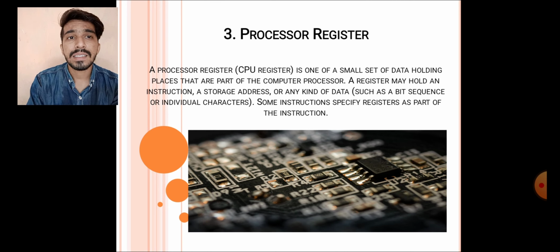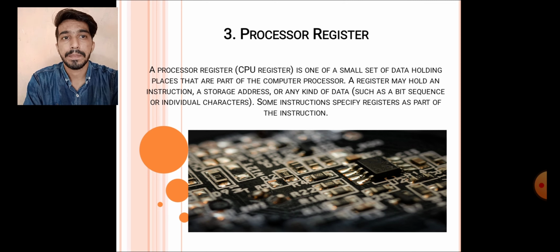Here is the processor register. A processor register, or CPU register, is one of a small set of data holding places that are part of the computer processor. A register may hold an instruction, storage addresses, or any kind of data such as a bit sequence or individual characters. Some instructions specify a register as a part of the instruction.